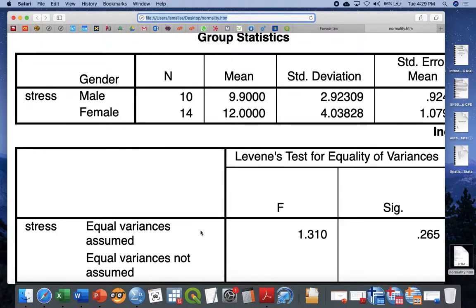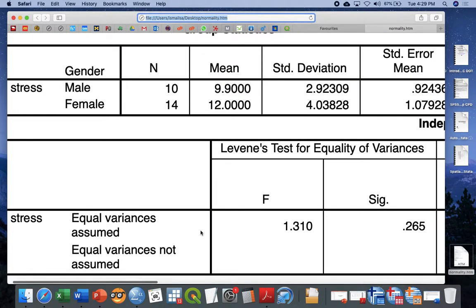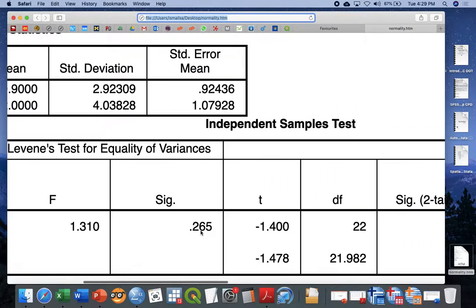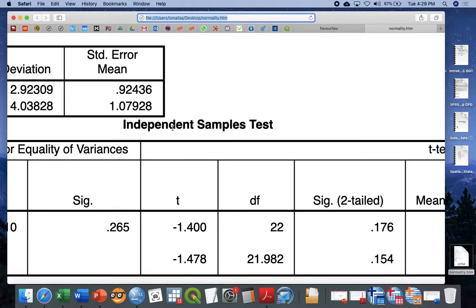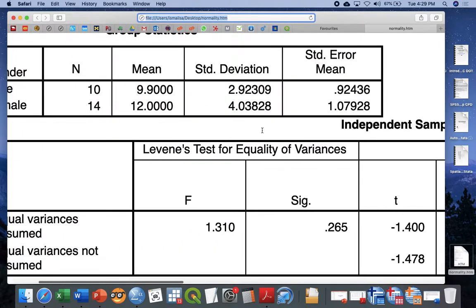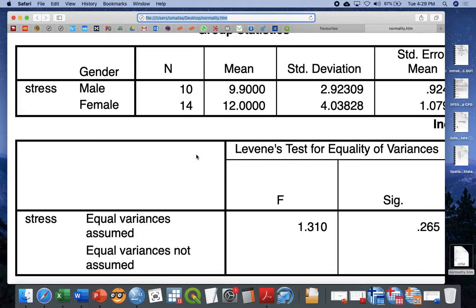It seems like that, because the females are much more stressed than the males. However, we need to look into the stress level in terms of the independent sample t-test. This one, independent sample t-test. How to read this table? There are two rows. This is the first row, equal variance assumed, and there is another row, equal variance not assumed. Which row do you want to choose?